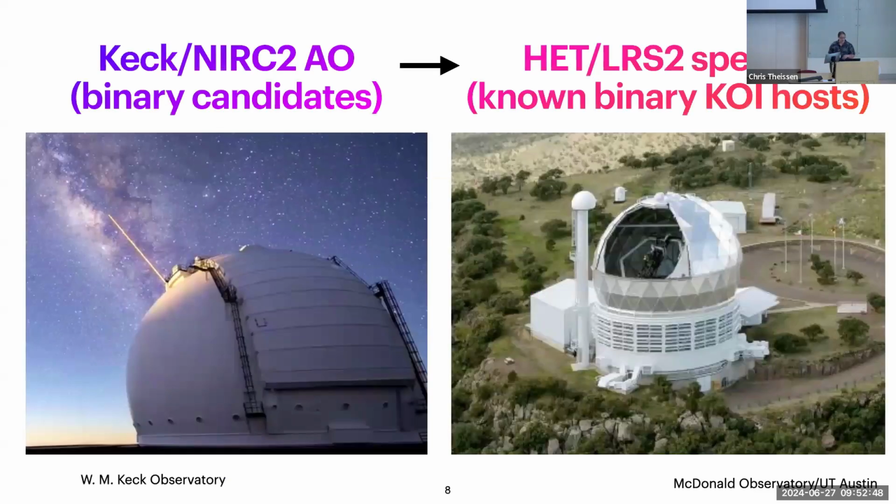So I came in at sort of the end of this survey, but there was this ongoing survey when I started grad school that Adam Krause was leading, using NIRC2 on Keck to do adaptive optics imaging follow-up of binary candidate stars in the Kepler objects of interest sample. Then I came in and started taking optical low-resolution spectra of these known binary Kepler objects of interest hosts to recharacterize the stars and their planets to make sure that we had accurate planetary and stellar parameters that we could then use to do demographics. So we did this using the low resolution spectrograph on the Hobby Eberly telescope at McDonald Observatory.